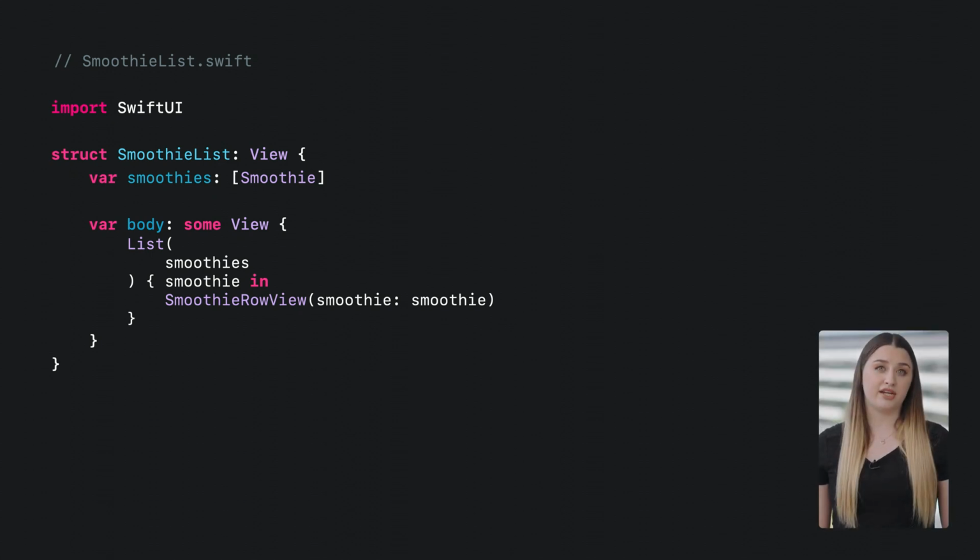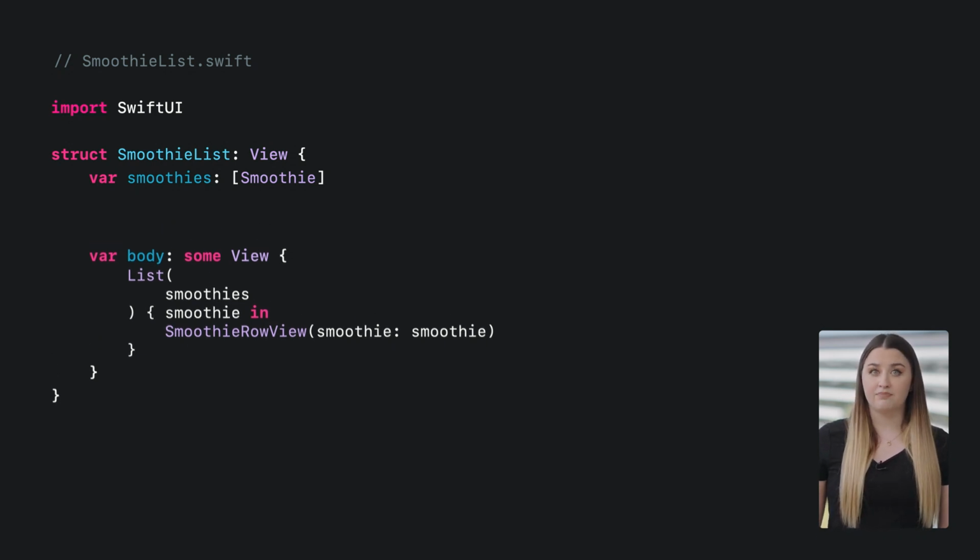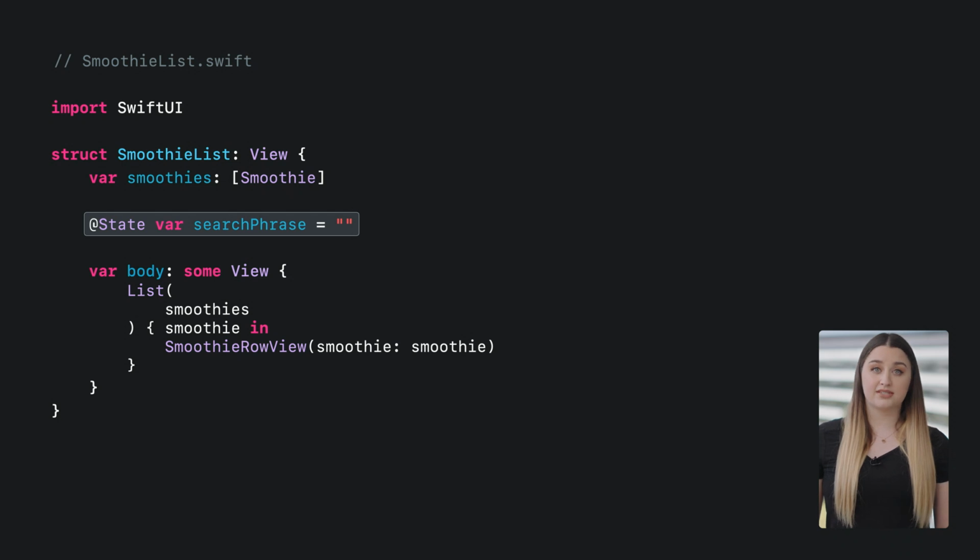The smoothie list body creates a SwiftUI list from an array of smoothies, mapping each smoothie to a smoothie row view. To add a search functionality, I need to filter the smoothies based on a string that the user searched for. So smoothie list needs a state property to store this string.